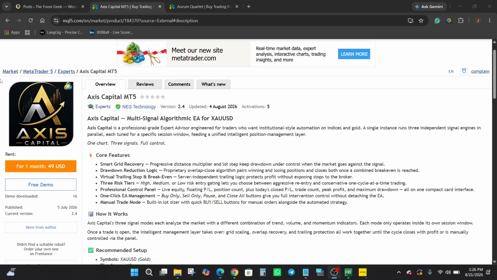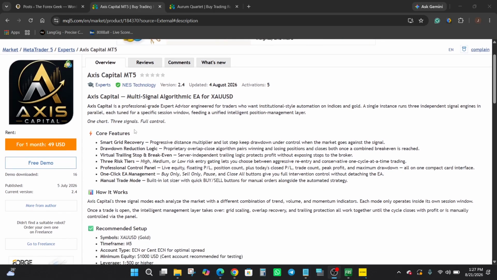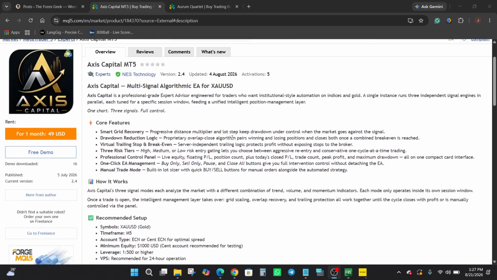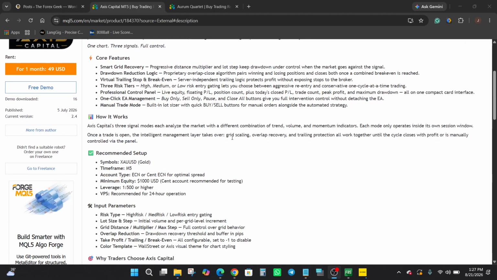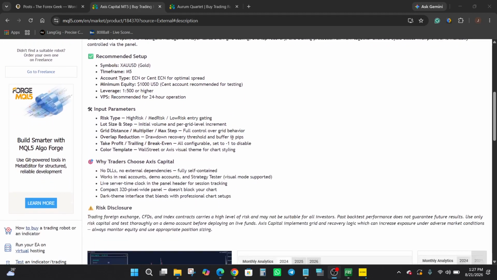Okay, so one important thing right away is the supplied marketplace information places Axis Capital under the MT5 experts section. So I can confirm MT5 support from the information provided, but I don't really see explicit MT4 compatibility in the listing. So I won't assume that it supports MT4.